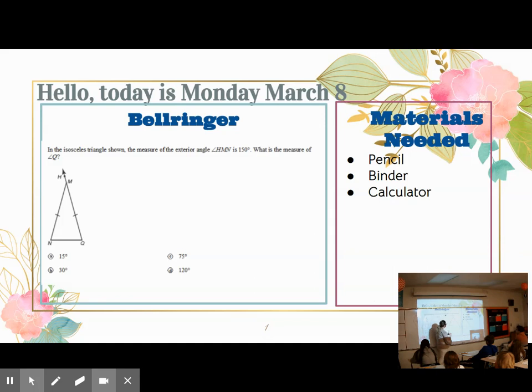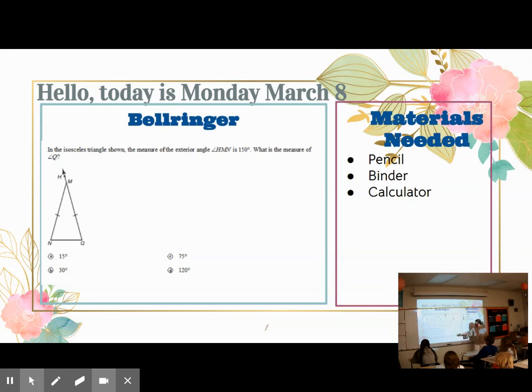Their included angle is where those two lines come together. So these two lines come together right here, so this is their included angle. These two sides come together right here, so that's their included angle. So that would be side, angle, side. Side, angle, side.